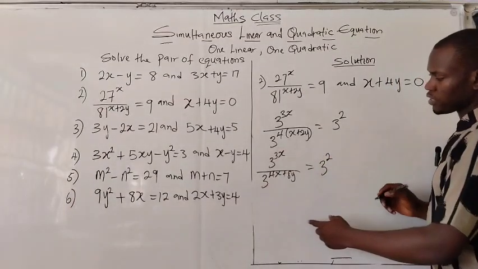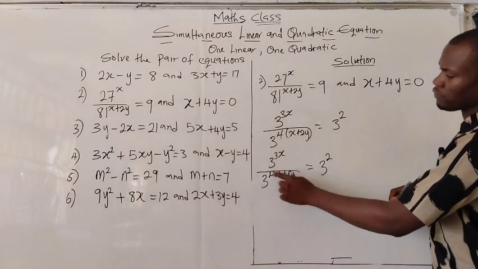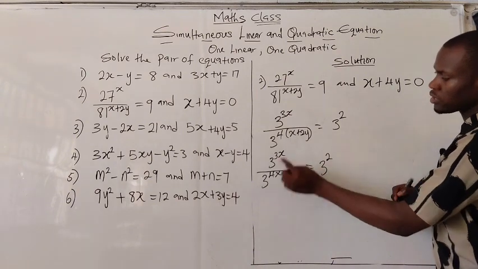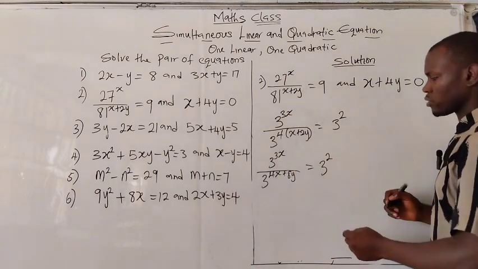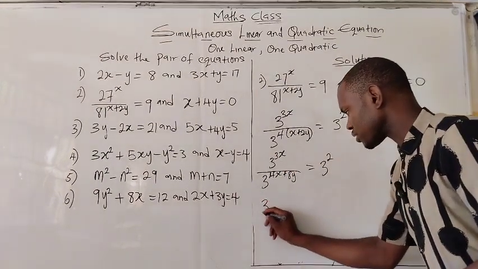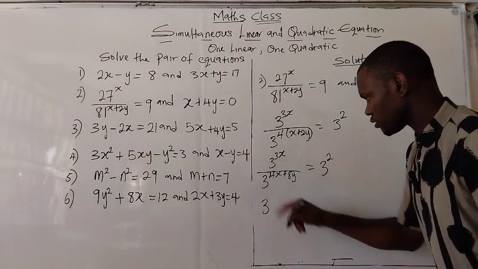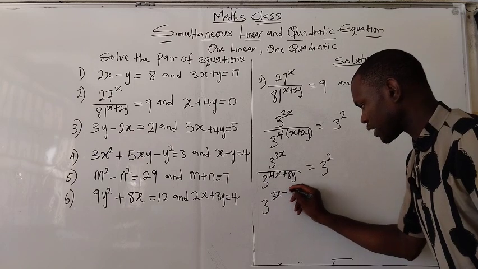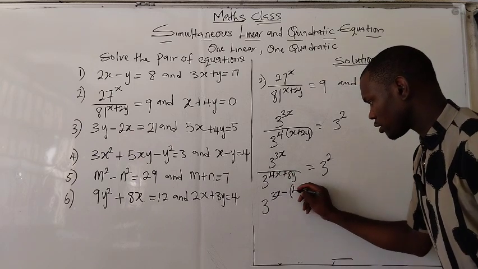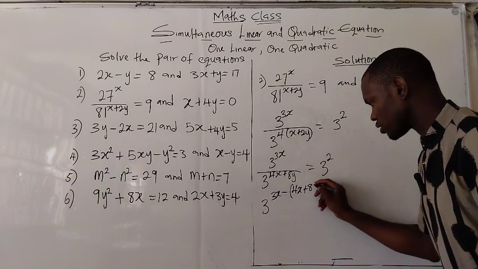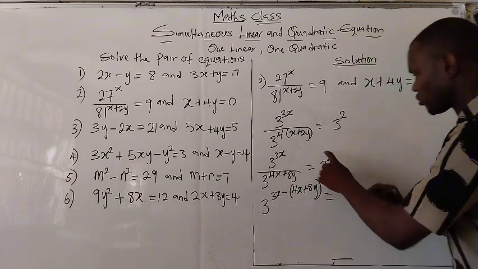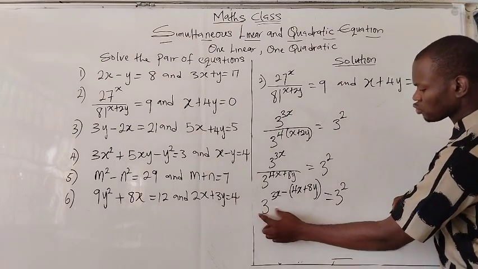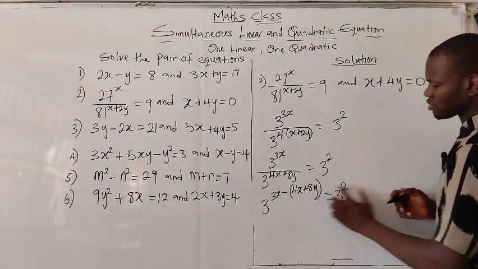Now, one of the laws of indices says that whenever you have a division of two bases that are equal, take one base and subtract their powers. So I'll be taking one base, 3, from these two bases here, and then I'll have 3 raised to the power x minus this power here, 4x plus 8y. This is equal to 3 raised to the power 2. Next, if we have two bases to be equal, that means their powers are also equal.